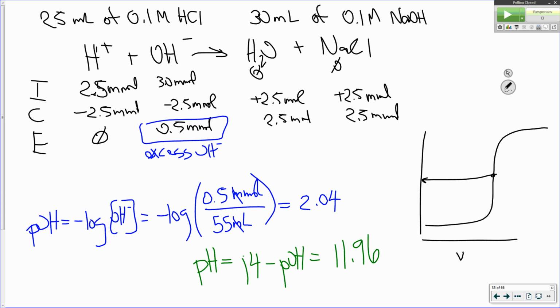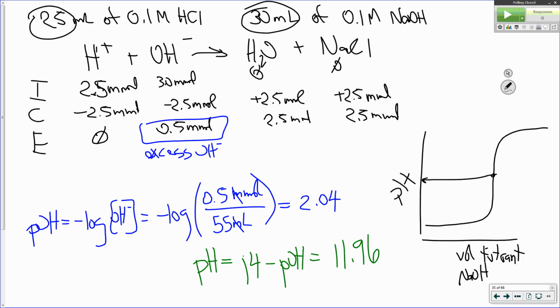And this is a plot of volume of the titrant, which was the OH minus in this case, versus pH. Where did you get the 55? Okay? It's the 25 milliliters initially, plus the 30, the last volume we added. Okay. What else on that?